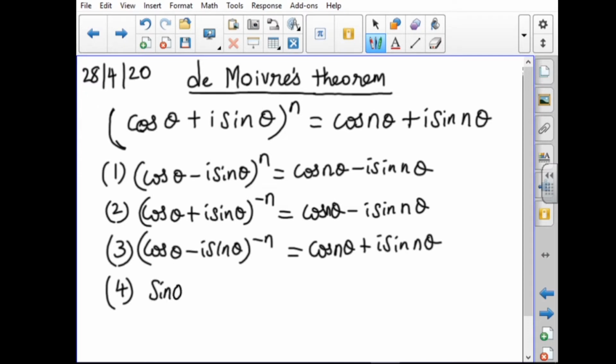sin theta plus i cos theta. So, here we are not having the form of cis, that is cos theta plus i sin theta. It is in the form of sin theta plus i cos theta. So, for this we can take i outside and write it as cos theta minus i sin theta. So, whenever we are having sin theta as the first term, we can take i outside and write it as cos theta minus i sin theta. So, these are the 4 properties that come under De Moivre's theorem.